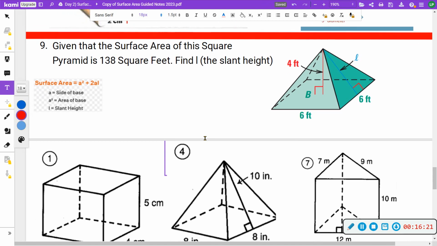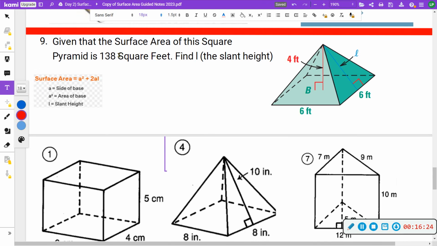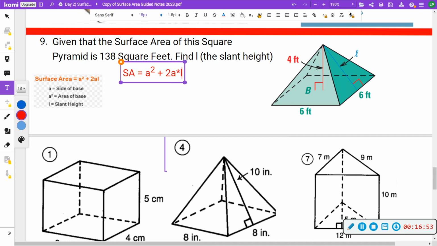All right. This one's a little different. They tell us the surface area. Given that the surface area of the square pyramid is 138, find L, the slant height. And reminder, here is my formula for the surface area. And so let's just fill in what I have. So the formula says to find the surface area, you take your A, you square it, and then you take 2 times A times L.